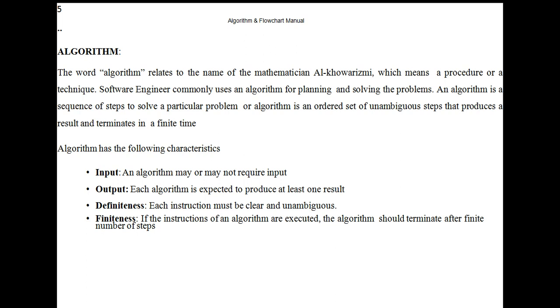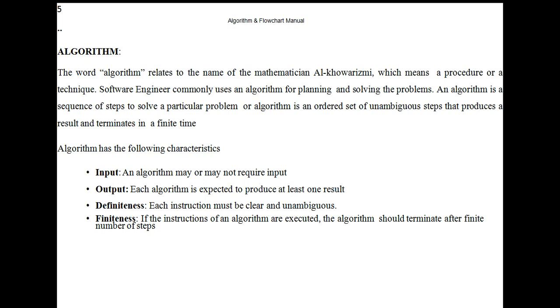Software engineers commonly use an algorithm for planning and solving the problem. So algorithm is a sequence of steps to solve a particular problem, or an ordered set of unambiguous steps that produce a result and terminates in a finite time. There may be several steps that you have to follow for solving a particular problem. All these steps, if they are taken in sequence, together make your problem solution, and those steps taken in sequence are nothing but the algorithm.